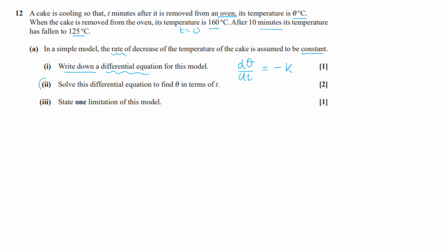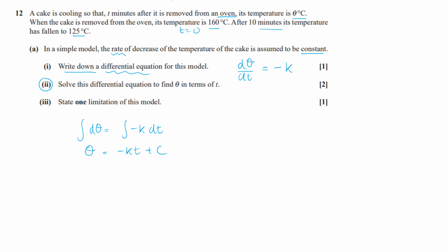Now, part 2, we're asked to solve that differential equation. So how do we solve differential equations? We separate the variables and integrate. So you're going to have d theta is equal to minus k dt. And then integrating, we're going to get theta is equal to minus kt plus c. Now we've got two constants to find, the minus k and the c.